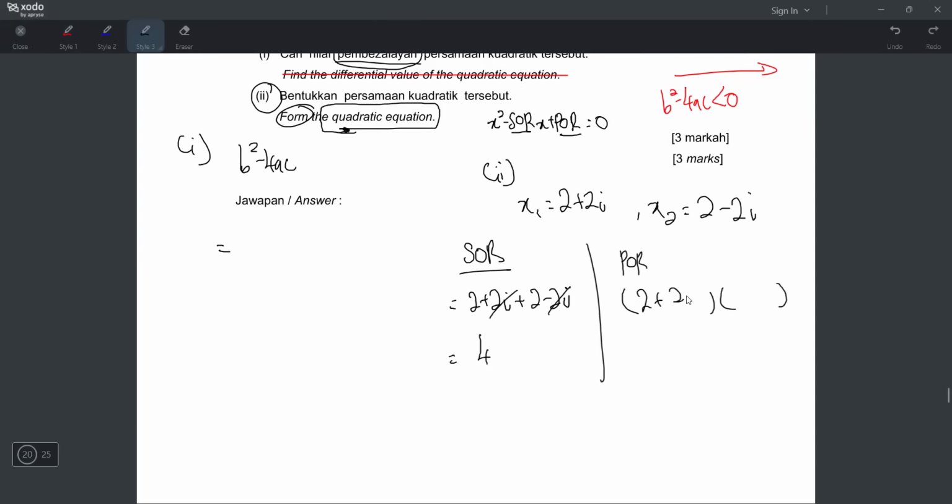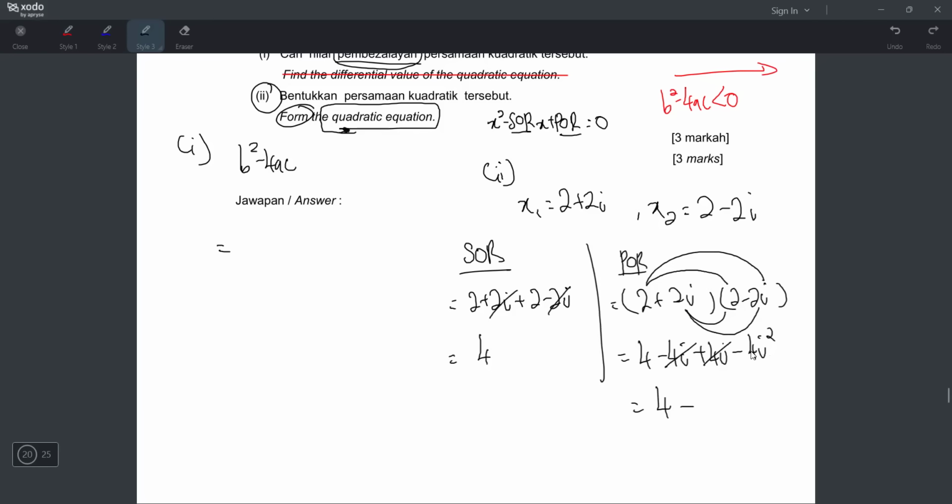So product of roots, 2 plus 2i multiply 2 minus 2i. And the way to darab this one is you have to expand like this: 2 times 2, 4, 2 times negative 2i, negative 4i. 2i times 2 is positive 4i. 2i times negative 2i is negative 4i square. Yeah, because 2 times 2 is 4, and then i times i is i square. And then negative 4i plus 4i is going to be 0.